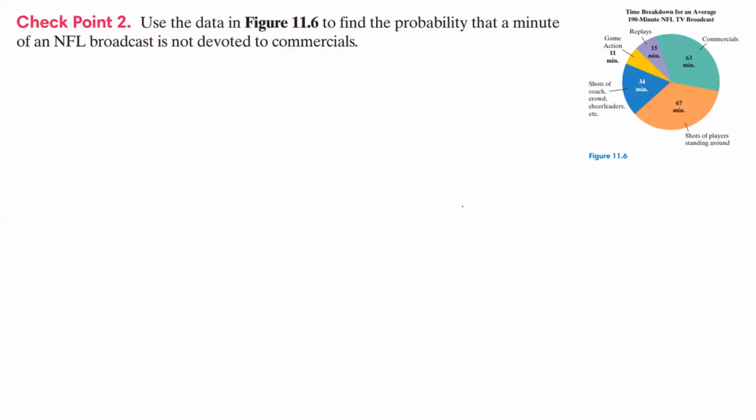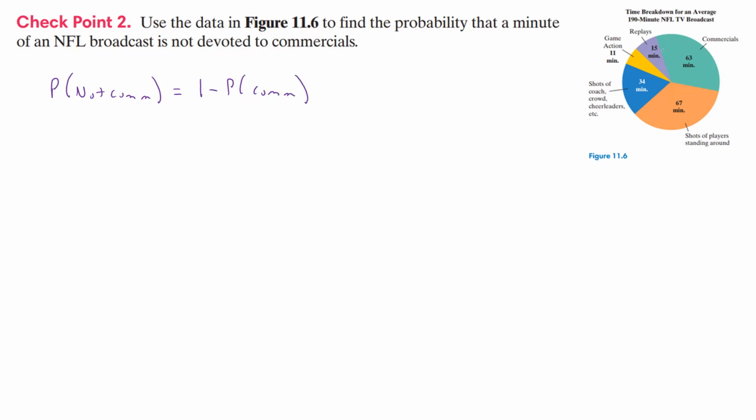Okay, so let's look at checkpoint 2 here. It says use the data in figure 11.6 to find the probability that a minute of NFL broadcast is not devoted to commercials. All right, well, first off, let's write our equation. So it's going to be the probability of not commercials, and we'll abbreviate that so we don't have to write it all out. Well, that's going to be 1 minus the probability that there are commercials.